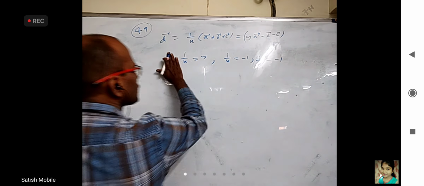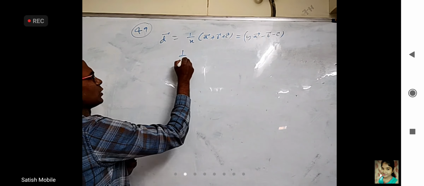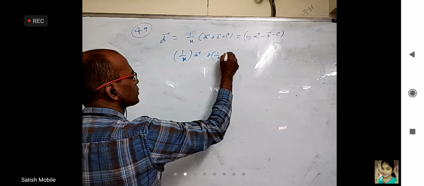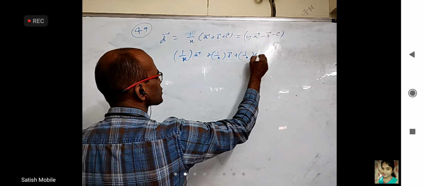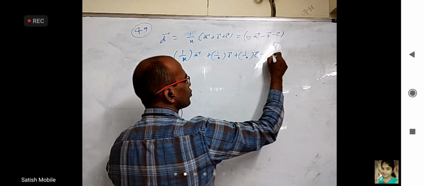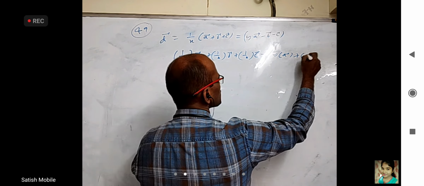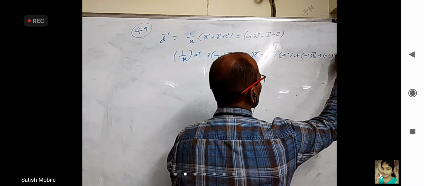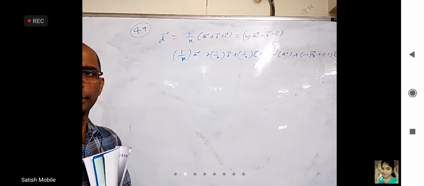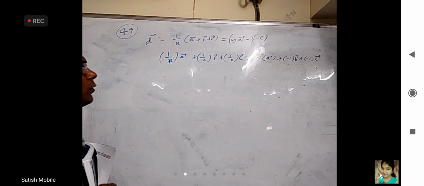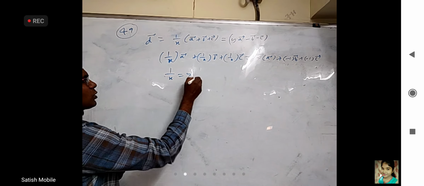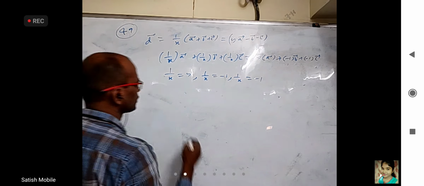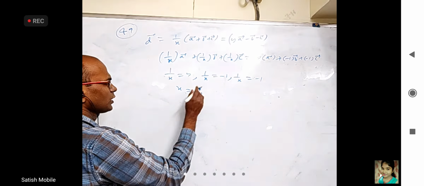If somebody wants a little more clarity here, I can write 1 by x times A bar plus 1 by x times B bar plus 1 by x times C bar is equal to y times A bar plus minus 1 times B bar and minus 1 times C bar. When I equate coefficients, I will get 1 by x equal to y, 1 by x equal to minus 1, and again 1 by x equal to minus 1. Finally, you got x equal to minus 1 and y equal to minus 1.